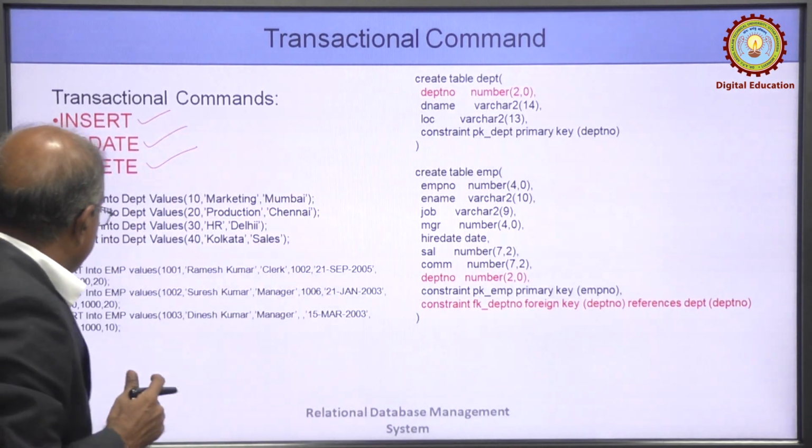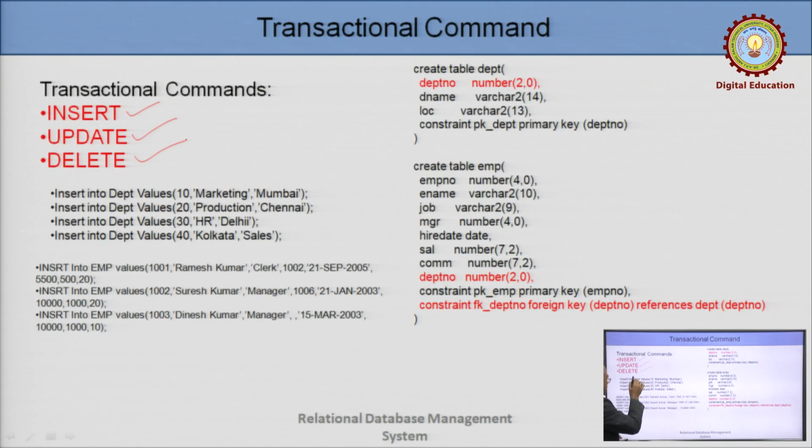Now, in the department table that I showed in the last slide, we have inserted some values like this. Insert into department values 10 marketing Mumbai. This is department number, department name, and location. Insert into the same table values 20 production Chennai. Insert into department values 30 HR Delhi. Insert into department values 40 sales Kolkata. So, four departments are there in the department table.